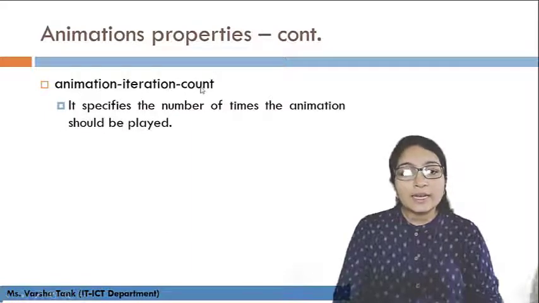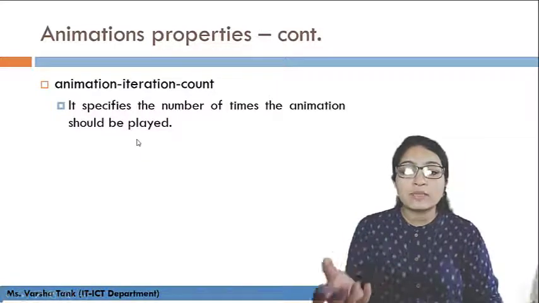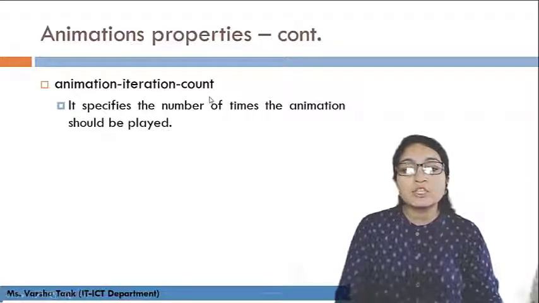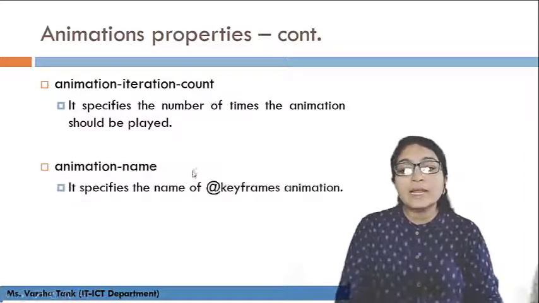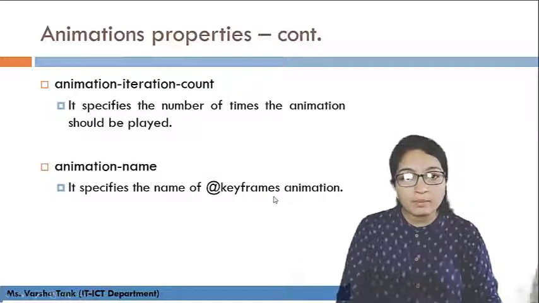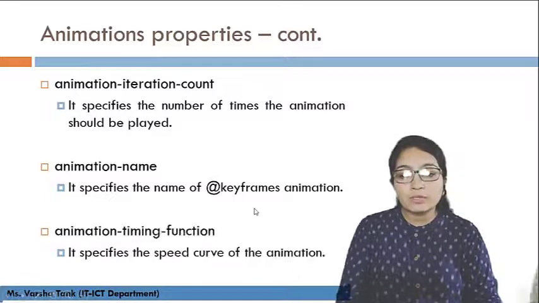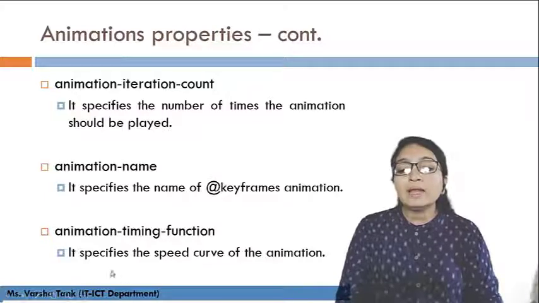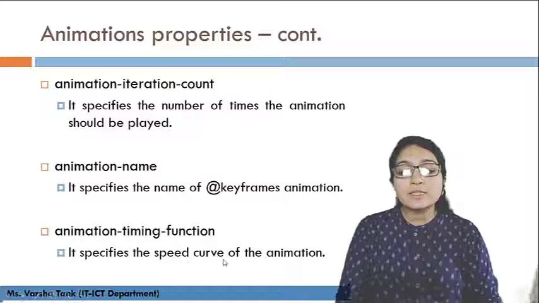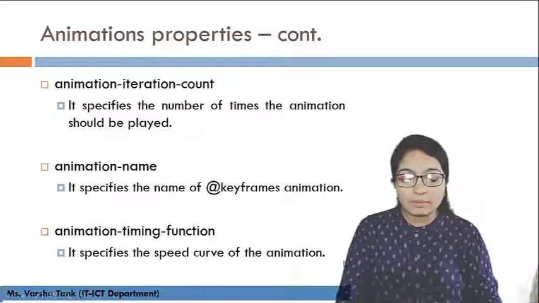Now animation iteration count. It specifies the number of times an animation should be played. So how many times this animation will continue, you can specify using the animation iteration count. Then animation name. It specifies the name of the @keyframe animation. And then we have the animation timing function. Okay, it specifies the speed curve of the animation.